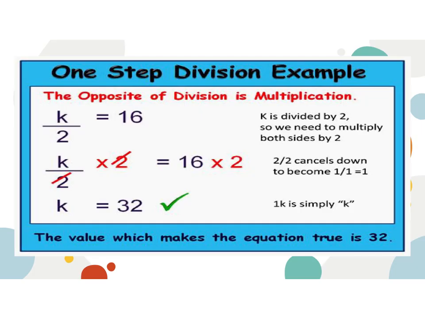Here is another example of an equation with division. We see k divided by 2 equals 16. K is divided by 2, so the opposite operation is to multiply by 2. So both sides of the equation were multiplied by 2. The 2s cancel out and leave k by itself. K is now 1k, or just k. 16 times 2 is 32, so k equals 32 in this equation.